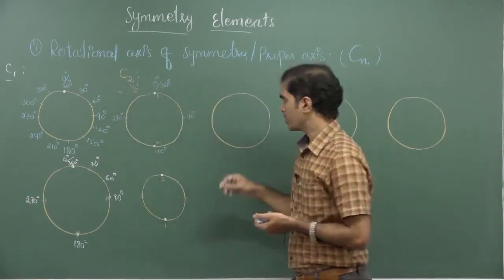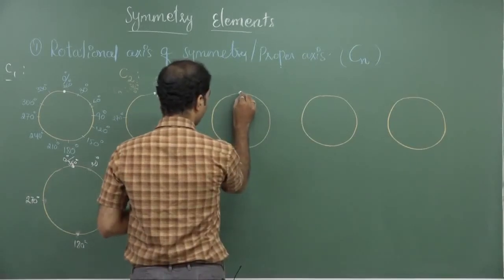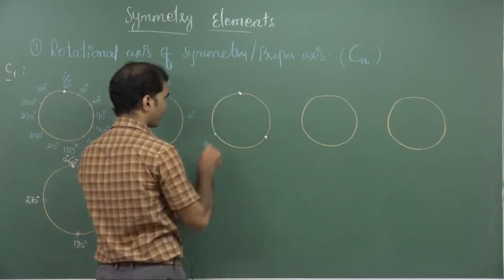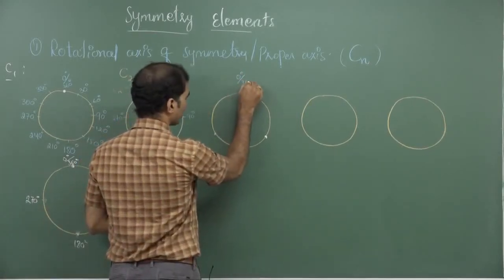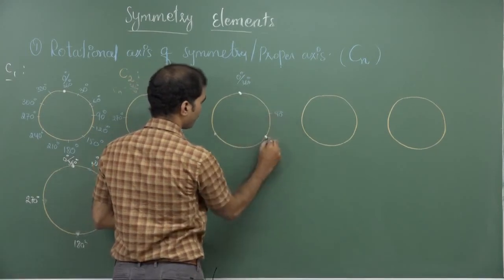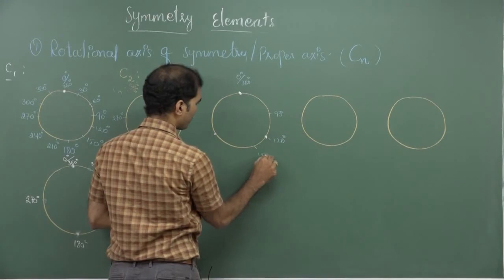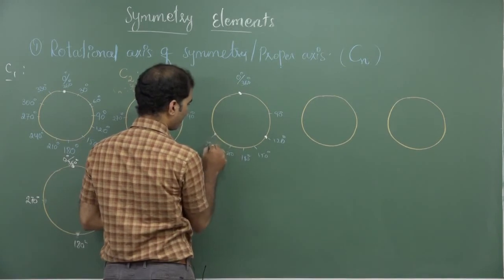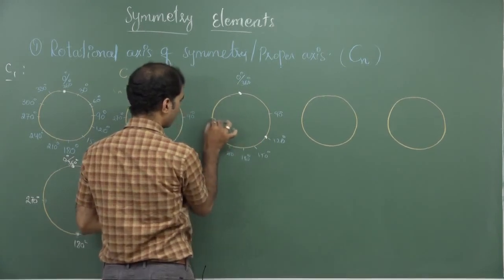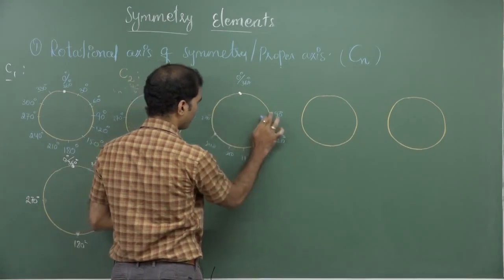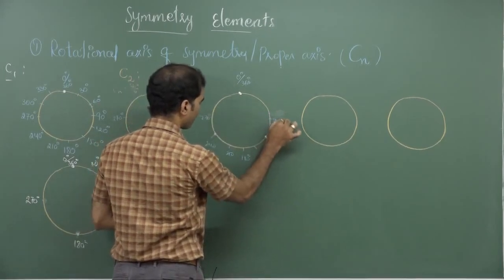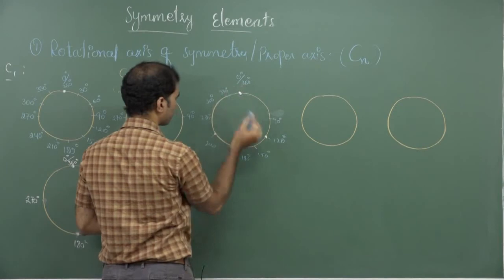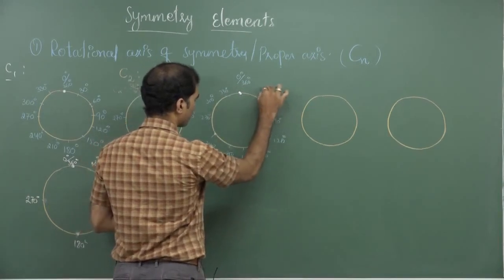This is a C2. Suppose I choose one point here, a second point here, a third point here. So where do they fall? Let me take it as 0 degrees and 360 degrees. This becomes 90, 120, 150, 180, 210, say 240, 270, 300, 330. You can also take 30 and 60, right.